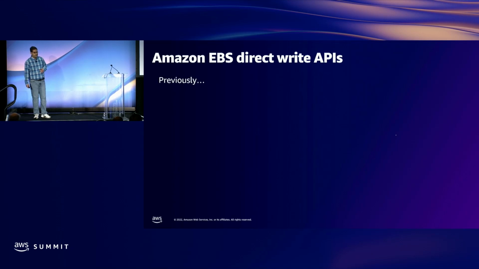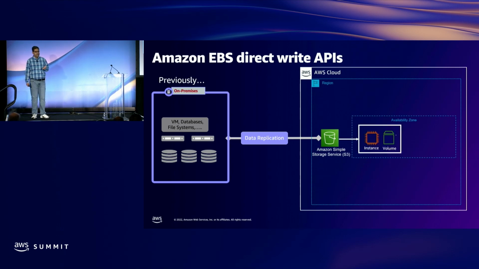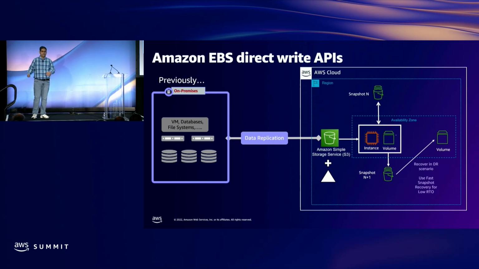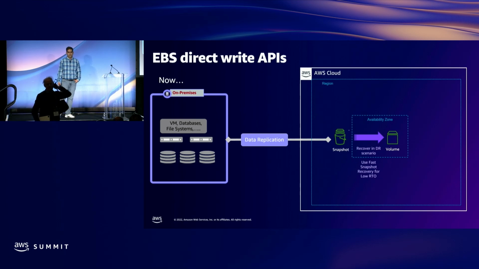Why did we do this? So previously, when customers wanted to back up their block storage from on-premises, they would set up replication, go to Amazon S3, from S3, restore it to a volume. That volume would take snapshots. You would find delta sets, and then continue taking additional snapshots. And then eventually recover in a DR scenario with a different volume. So super challenging to execute that use case. Now with the write APIs, you can directly write data to a snapshot, and from the snapshot, you can use things like fast snapshot restore to restore directly to an EBS volume.